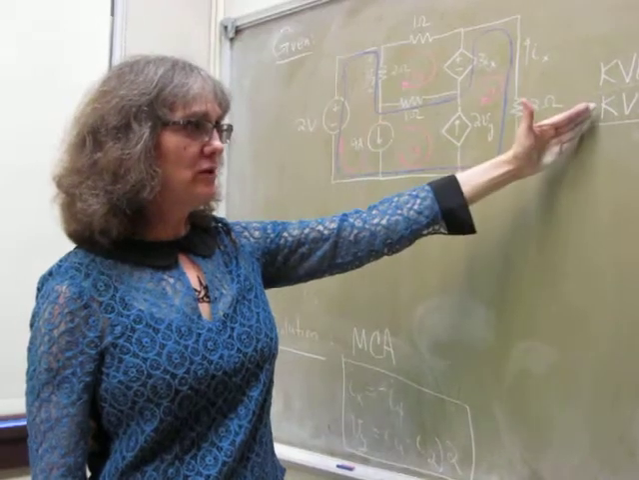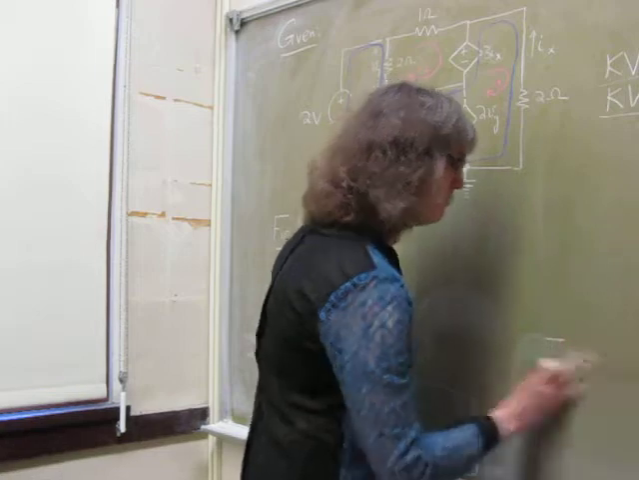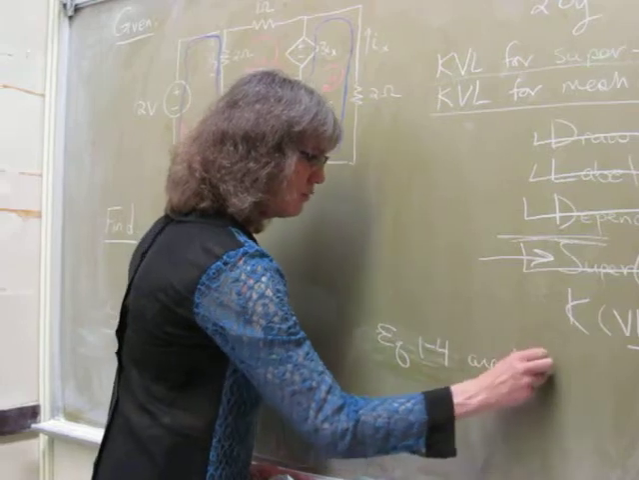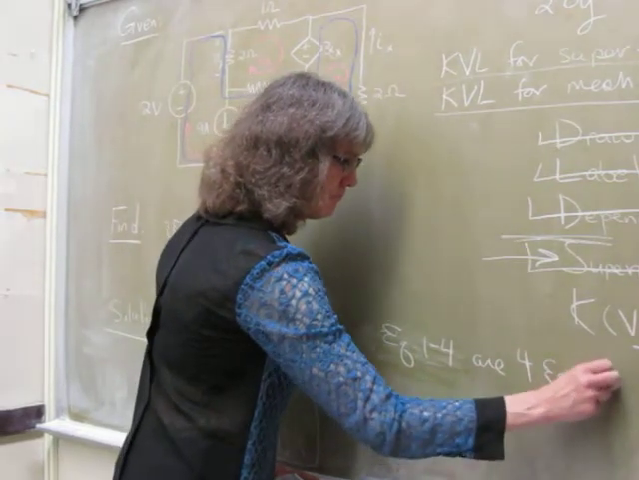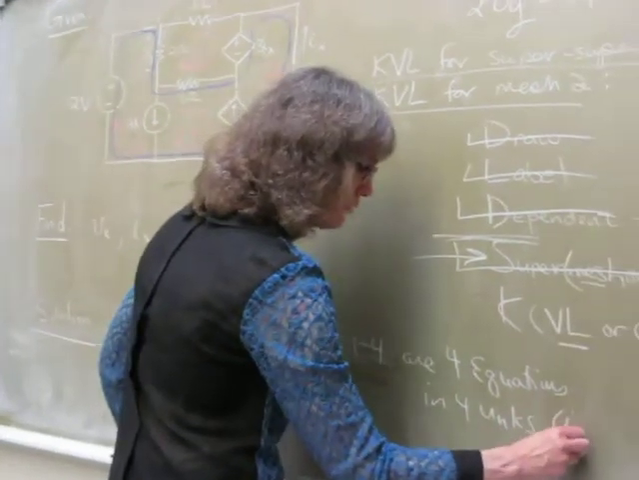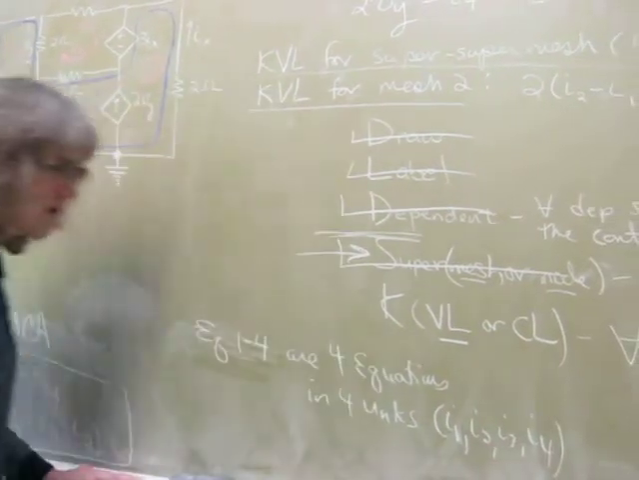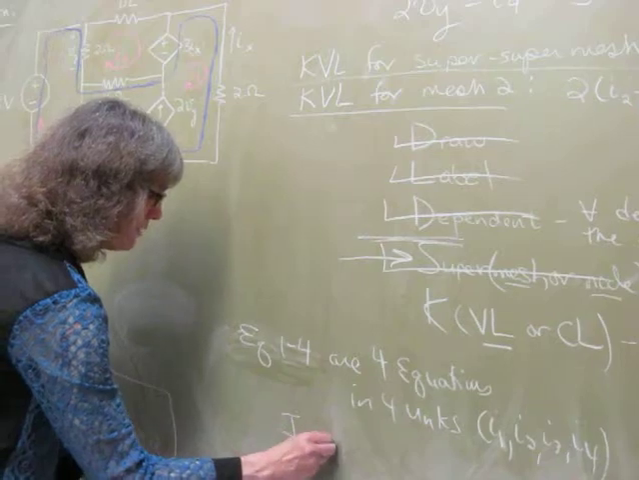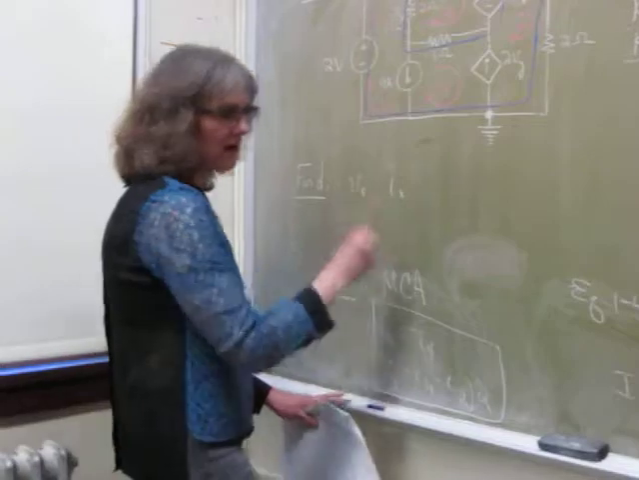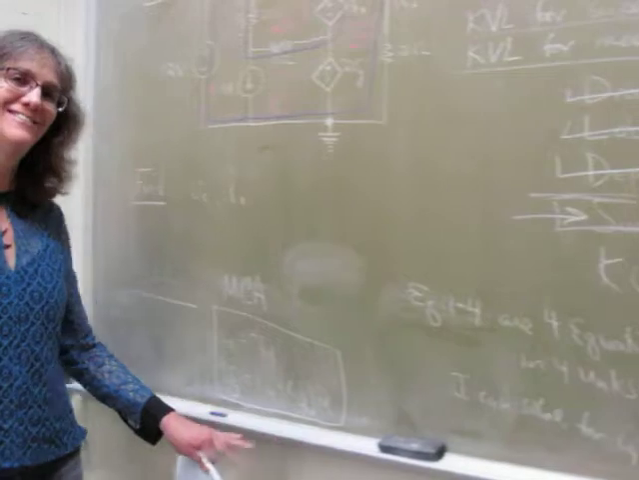I would say at this point in the problem, just say equations 1 through 4 are 4 equations in 4 unknowns. And then tell me what the unknowns are: I1, I2, I3, and I4. I can solve for Ix. So I can solve for I4, which is equal to minus Ix, QED.